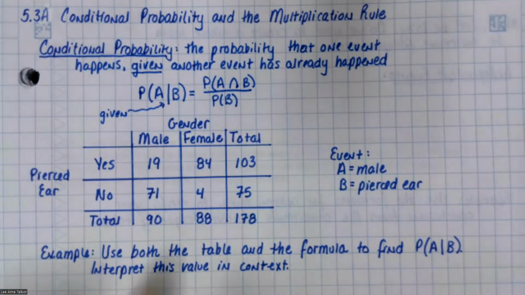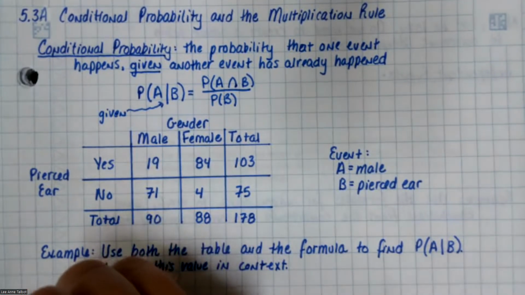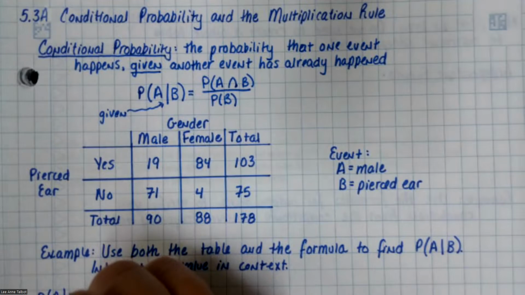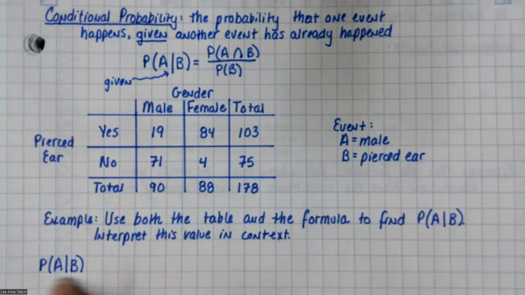Example. This is the same table, by the way, that we used the other day. Use both the table and the formula to find the probability of A given B. Interpret this value in context. Okay, so we're going to do it from the table first. Probability of A given B. Okay, so let's talk about what that means. That means the probability of being male given that you know they have a pierced ear. So just picture a bunch of people in hoodies, faceless, but you can see their ears and you know they have pierced ears. What's the probability that they're male?